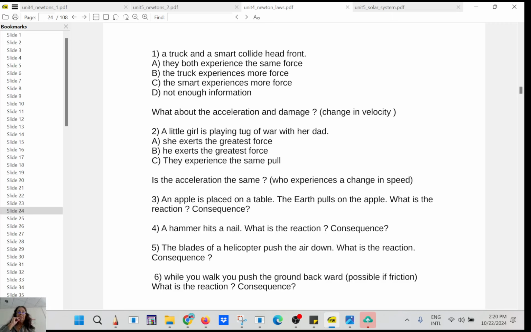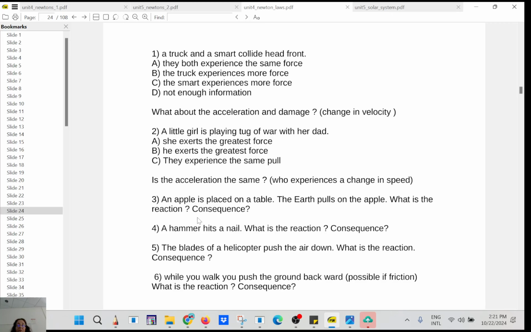Same thing here. A big guy and a small little girl, little Susie, playing tug of war. So what is true? Same force, not the same consequence, like with Carol. Carol was winning the tug of war, right? The force is the same, not the consequence, because I was accelerating, right?